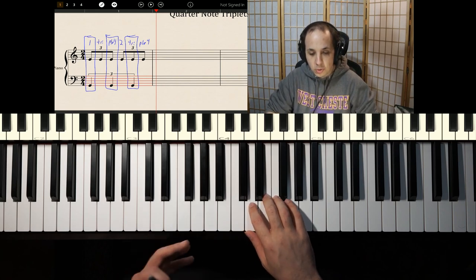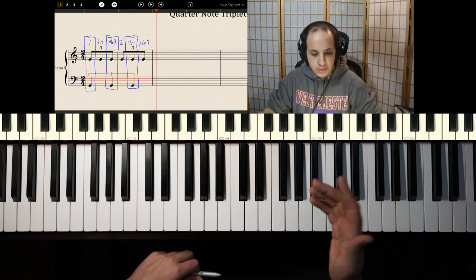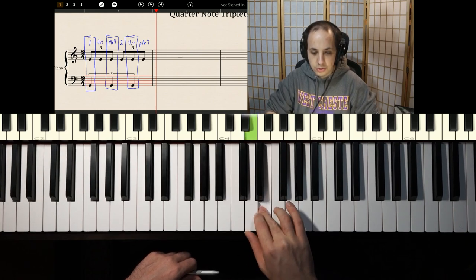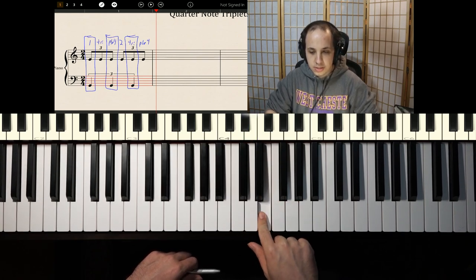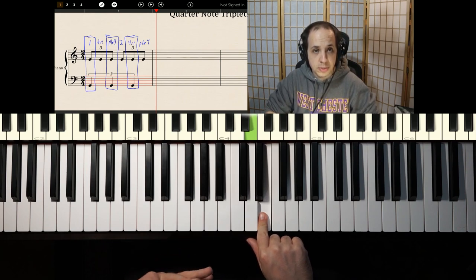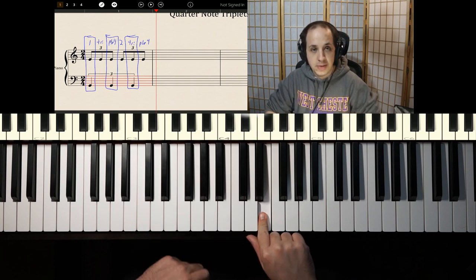So going from quarter notes, just say we're in 2/4, which we are. You would go one, two, one, two. So those are the quarter notes, right? That means that the eighth note triplets have to be three times as fast.